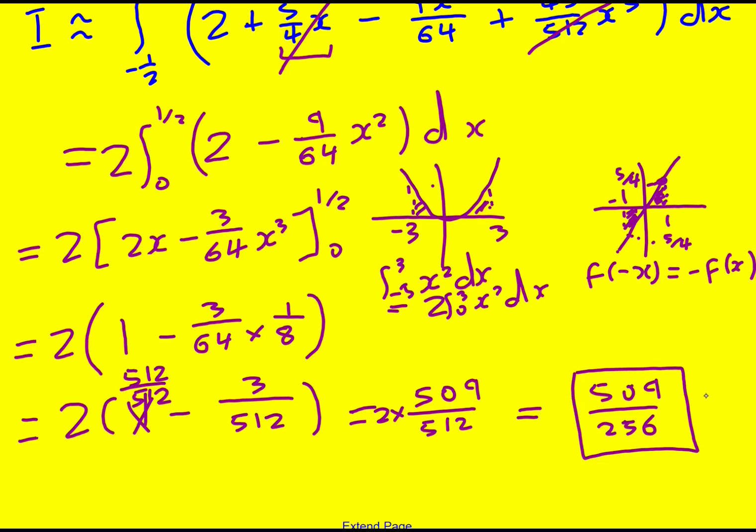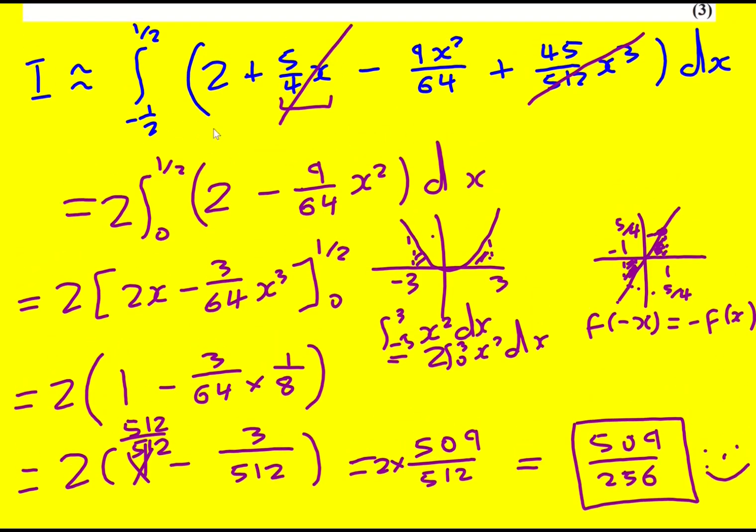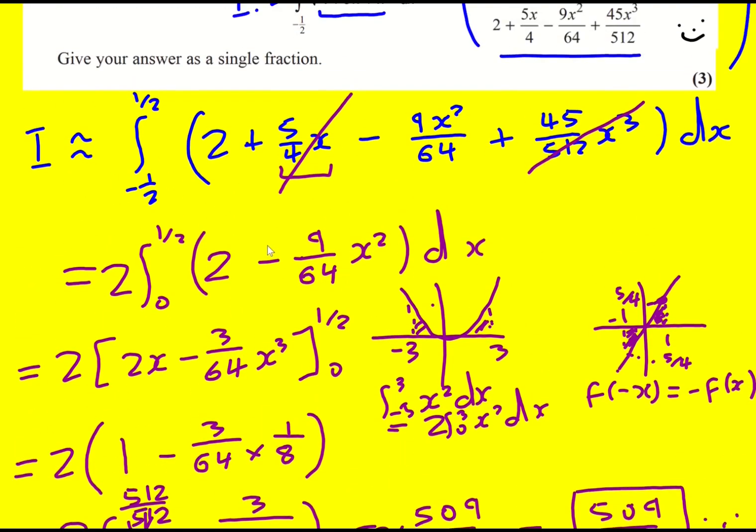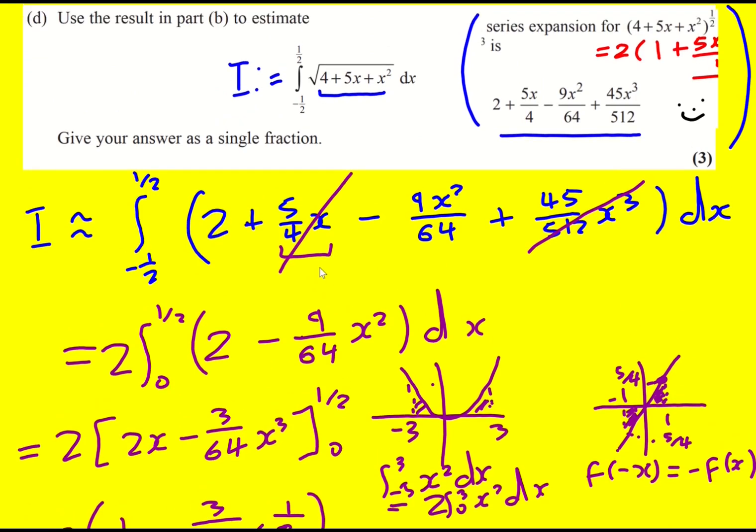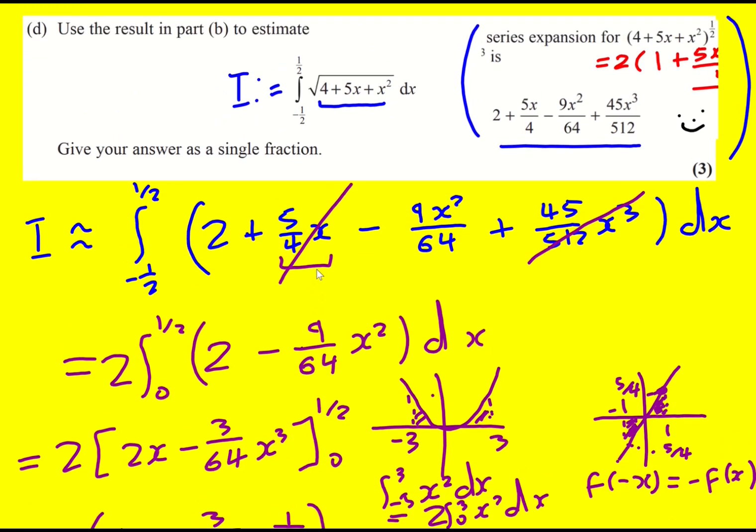Okay, so that's brilliant. One thing I overlooked was that I needed the expansion to be valid between minus a half and a half, but it is. That's what we showed in part C. So the expansion is valid.